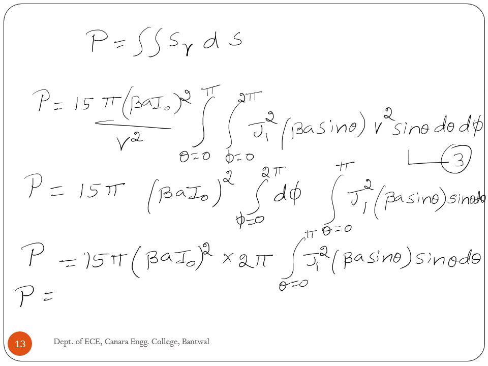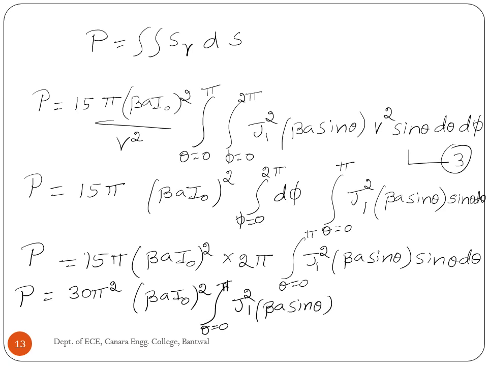Therefore, P equal to 30 pi square beta a I naught square, integration theta equal to 0 to pi, J1 square beta a sin theta d theta.